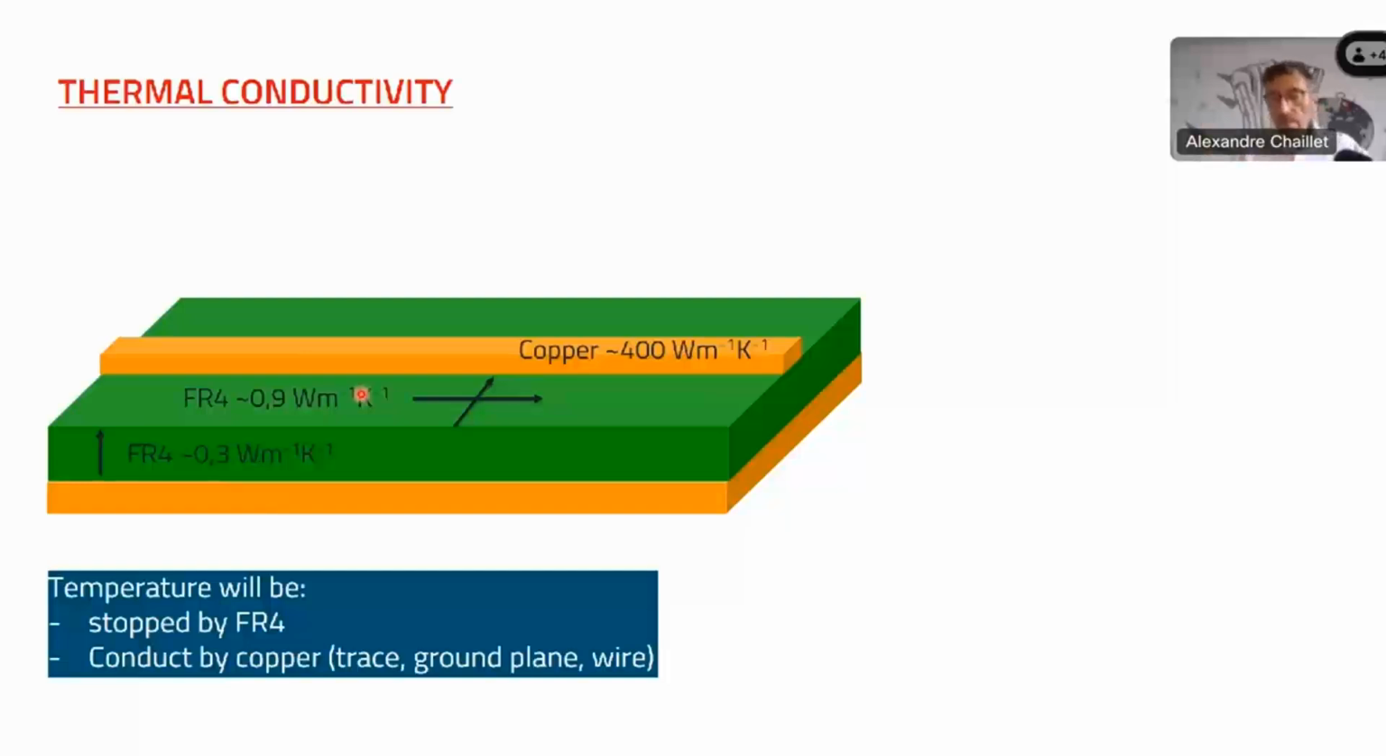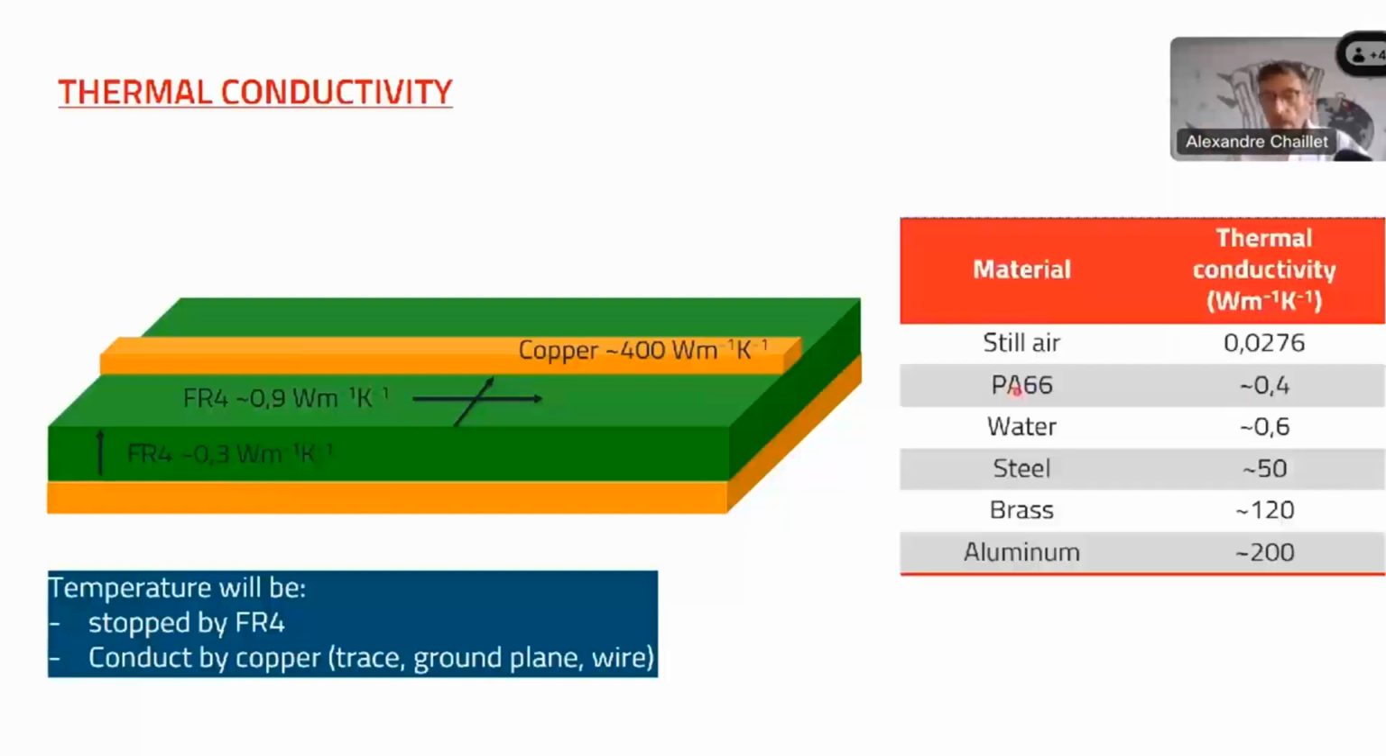And just for information, basic plastic has a very bad thermal conductivity. Also water, steel, air, obviously, steel, brass, and aluminum. As you can see, thermal conductivity works a little bit the same way as electrical conductivity. Well, the more you conduct electricity, the more you will conduct heat.